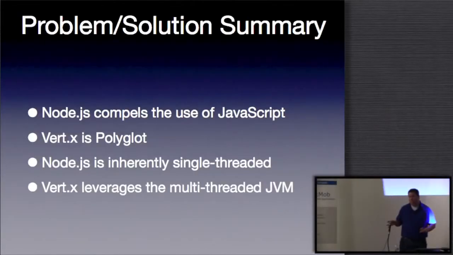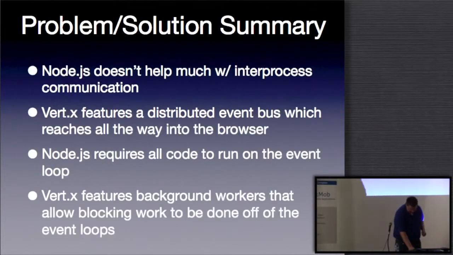Okay, so let's go over the four again quickly, and then we'll do the fun little case study. So Node.js compels us to use JavaScript or something that we can compile down to JavaScript. Vert.x, polyglot, good. Can use whatever language I want. Node.js is inherently single-threaded. I can make this better, but I have to bolt a bunch of things on. I have to do a bunch of low-level glue code. Vert.x leverages the JVM, already multi-threaded, which makes it very easy for me to scale a single vertical across multiple threads.